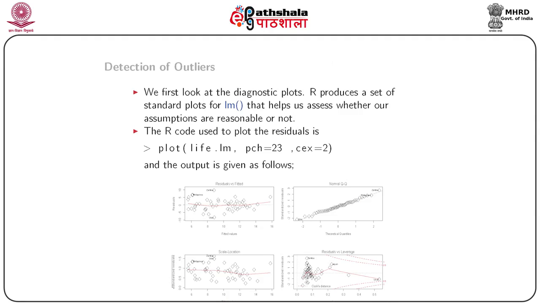In order to find the outliers, we first look at the diagnostic plots. R produces a set of standard plots for the LM function, and these plots help us assess whether our assumptions of linear models are reasonable or not in the current context. In order to plot the dataset, the R code that we use is plot(life.lm), where life.lm is our LM function, and the output is given in the form of 4 plots.